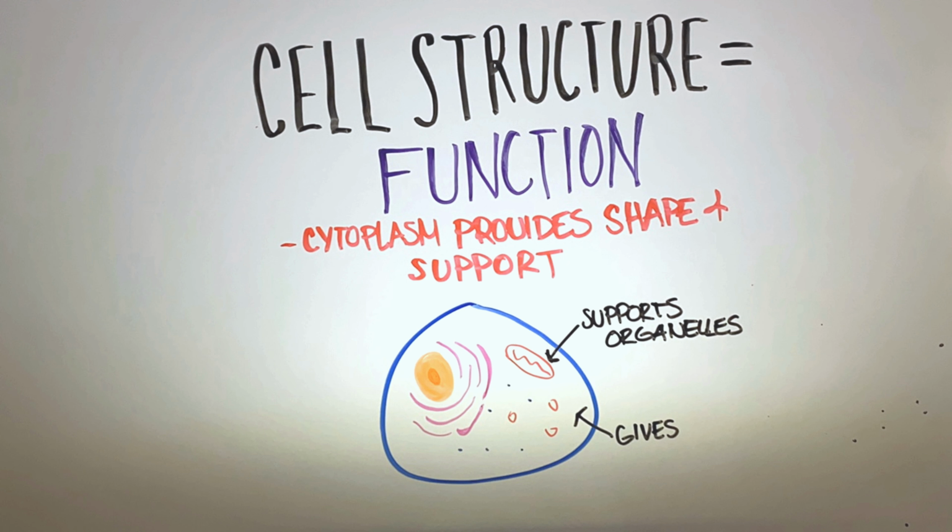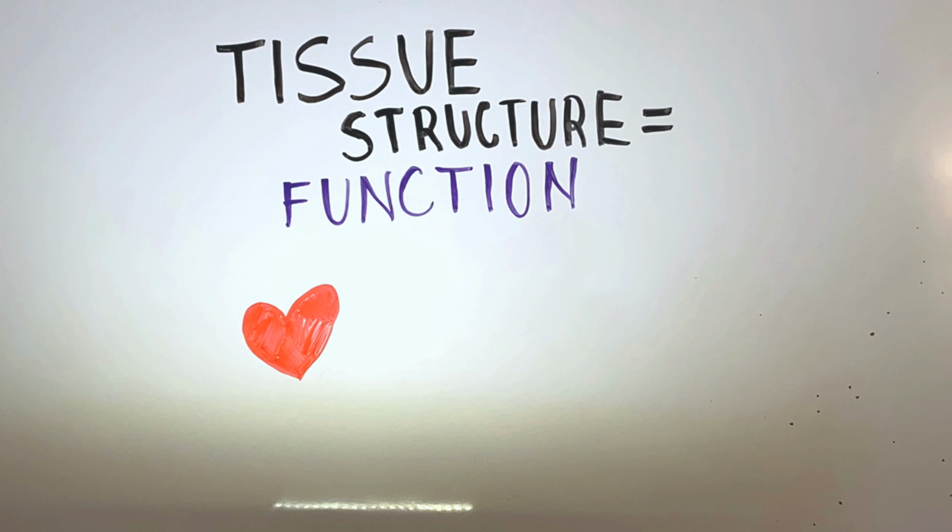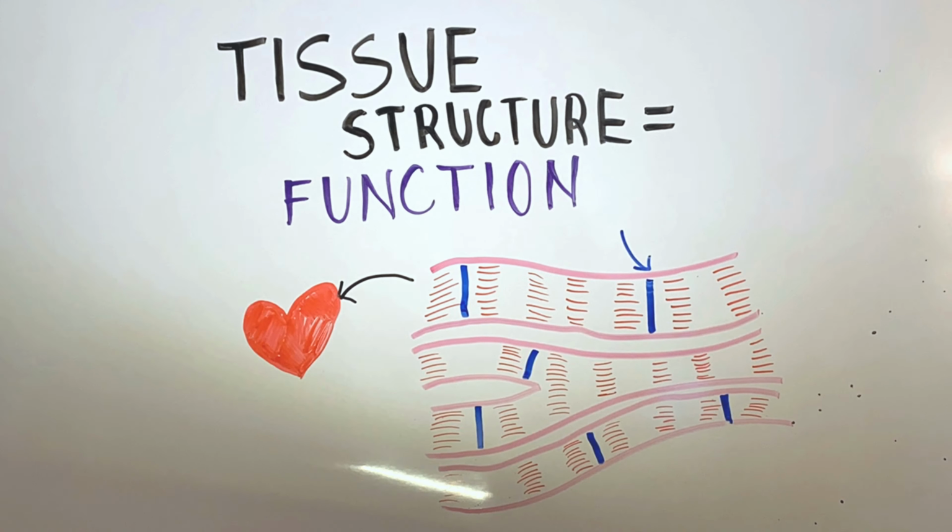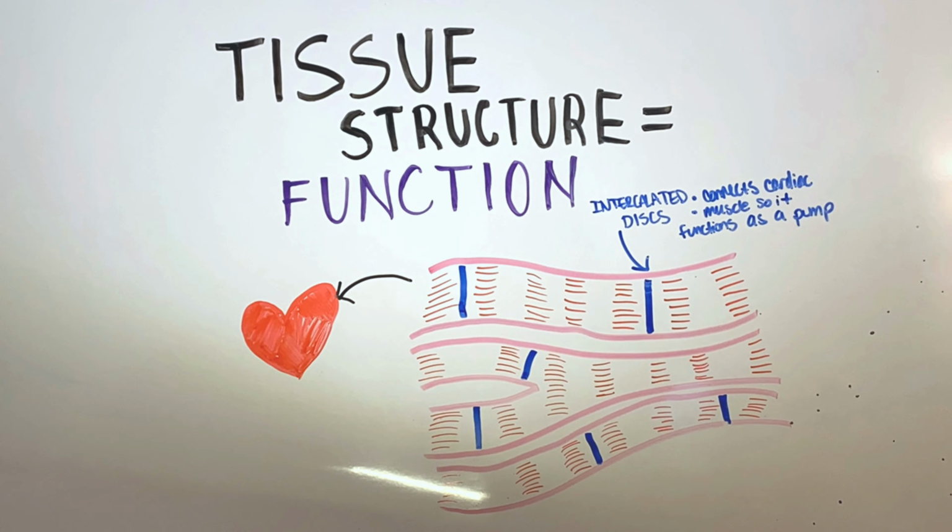Speaking of cells, cell structure is directly related to function. Cytoplasm provides shape and support. It supports the organelles and gives the cell shape. Tissue structure is also directly related to function. Cardiac tissue has intercalated discs which connects tissues so it can work as a pump together in the heart.